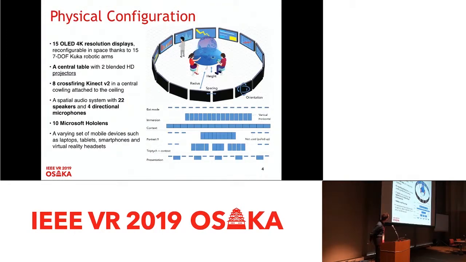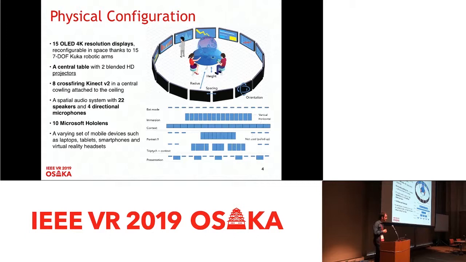Let's go quickly to how the system is composed. The physical configuration is actually 15 4K displays that, interestingly, are connected to 15 7 degrees of freedom robotic arms. This means that these screens can actually be reconfigured in space. So for instance, I could say, oh, bring this content closer to me. And the robot is going to move the physical screen next to me. They also have what we call compliance mode. That means that I can physically move the content. So if I have a chart, I can actually push the chart away from me and move the robot.